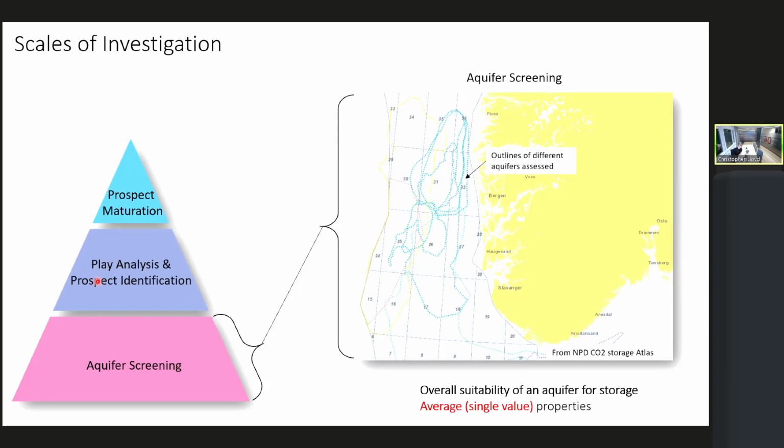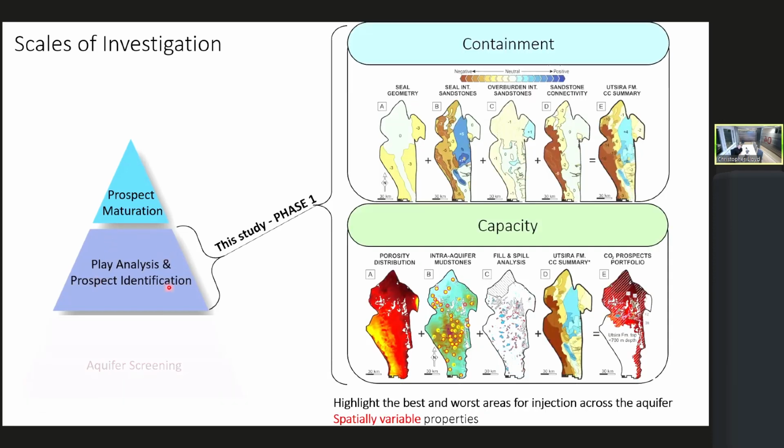And it's in this next stage that this study starts, where we're actually trying to assess the 3D variability of these aquifers, of a single aquifer, sorry. And we do that in two phases. We first look at the containment, and containment is basically making sure that CO2 remains within the aquifer.